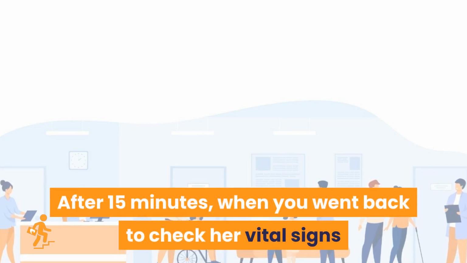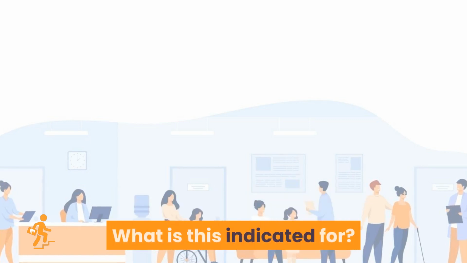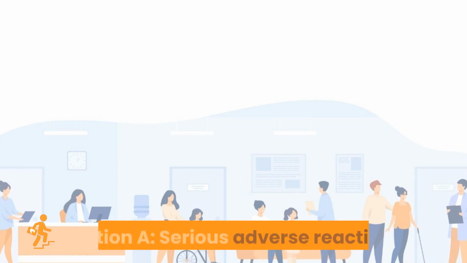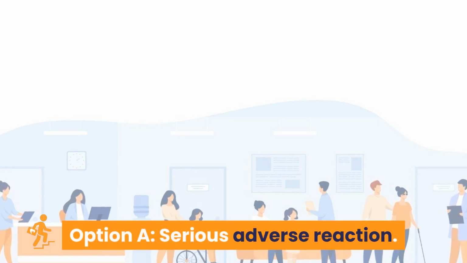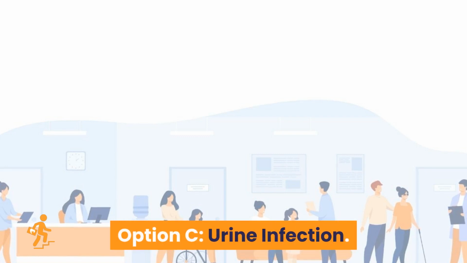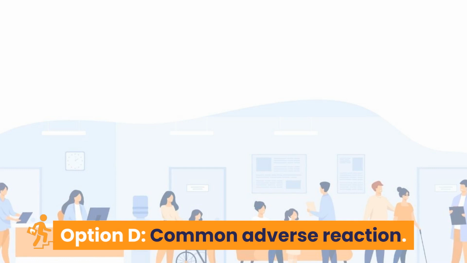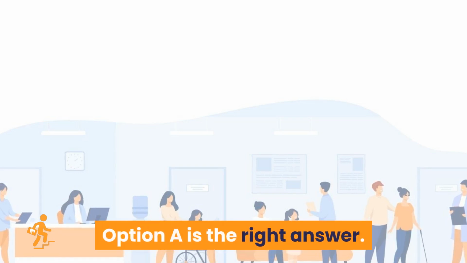After 15 minutes, when you went back to check her vital signs, she complained of high temperature and loin pain. What is this indicated for? Option A, serious adverse reaction. Option B, renal colic. Option C, urine infection. Option D, common adverse reaction. Option A is the right answer.